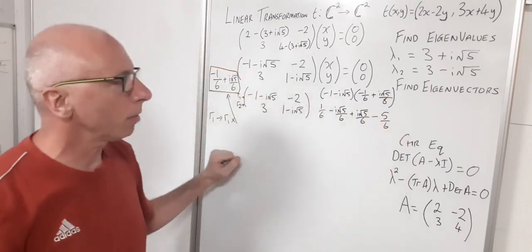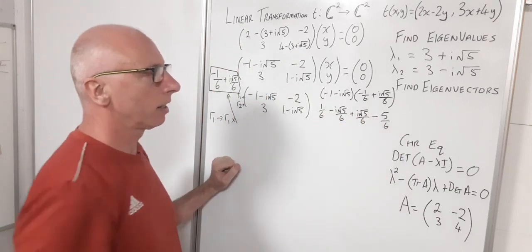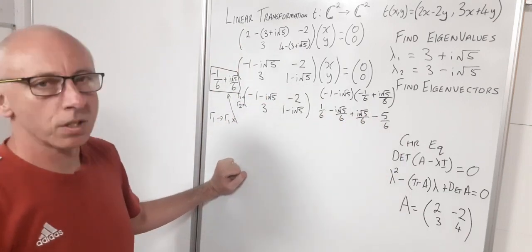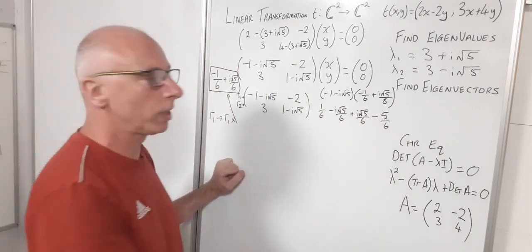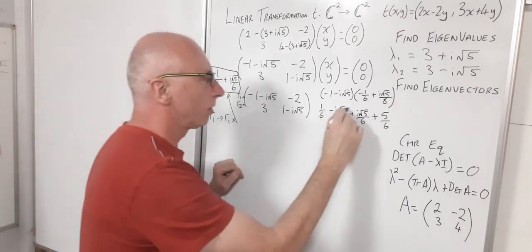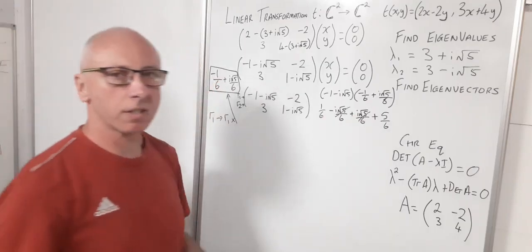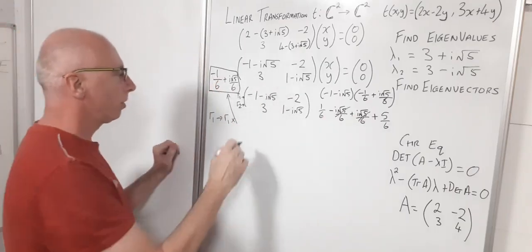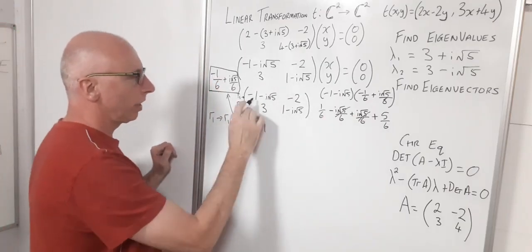Now just check the sign because we've also got these i's in here. So i times i, i squared, is minus 1. So therefore we need to change this sign to a plus. So these cancel. And 1/6 plus 5/6 just gives me 1. So now I can just put 1 in there.